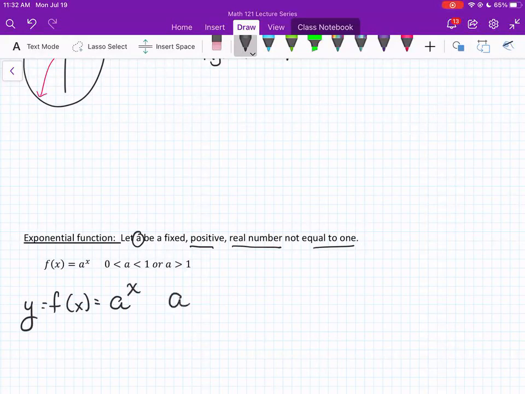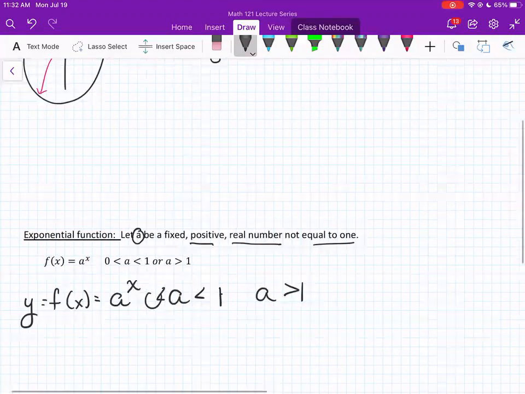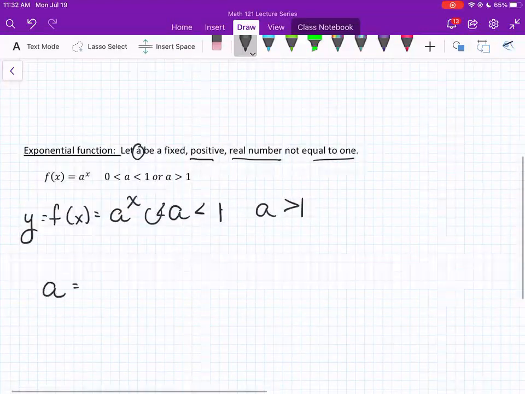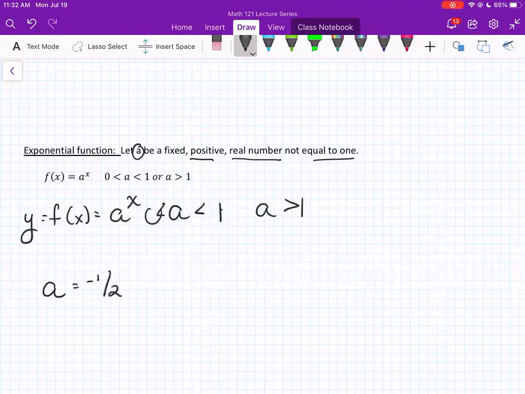Notice here that a has to be between 0 and 1, but not equal to either of those, or a can be greater than 1. That a has to be positive because notice if we were to allow a to be, say, negative 1/2, then if we had something like negative 1/2 squared, we can solve that. We get a positive 1/4.